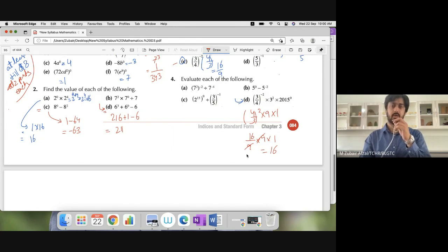Take 30 seconds and look at question 4A, B, C. If you have any problem, we'll discuss it and then move on to question 5.